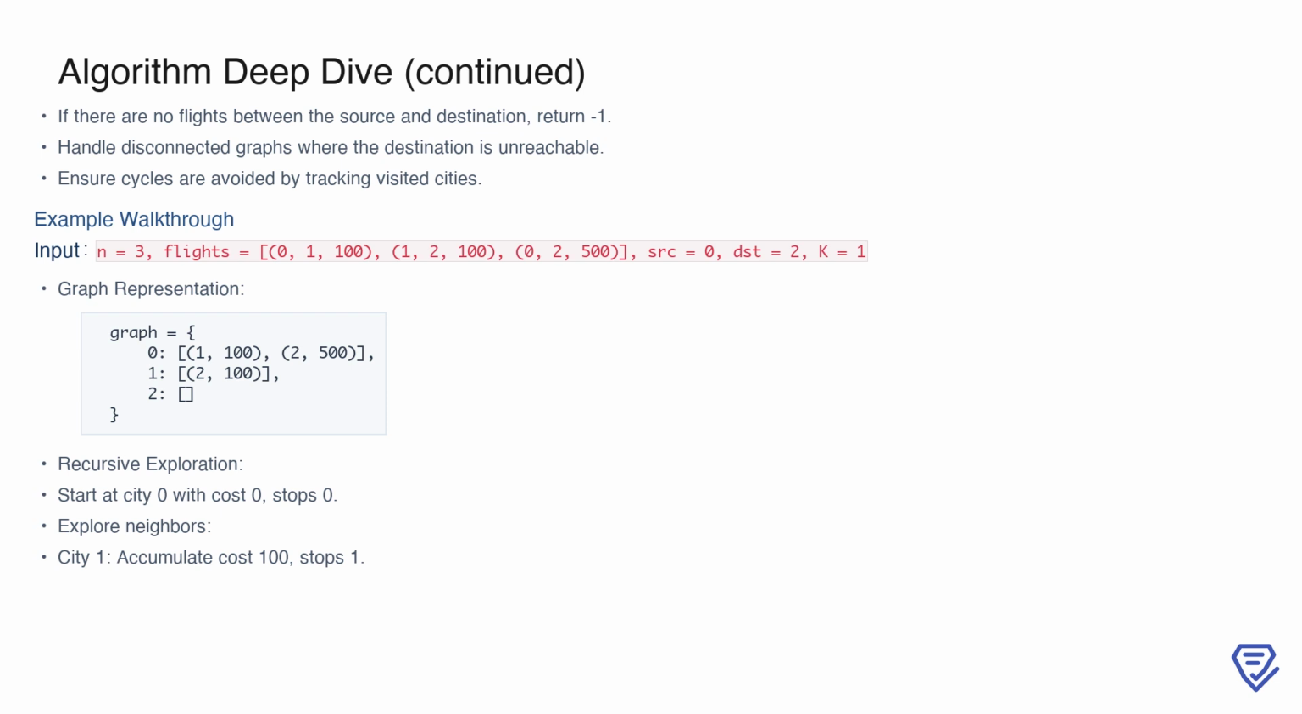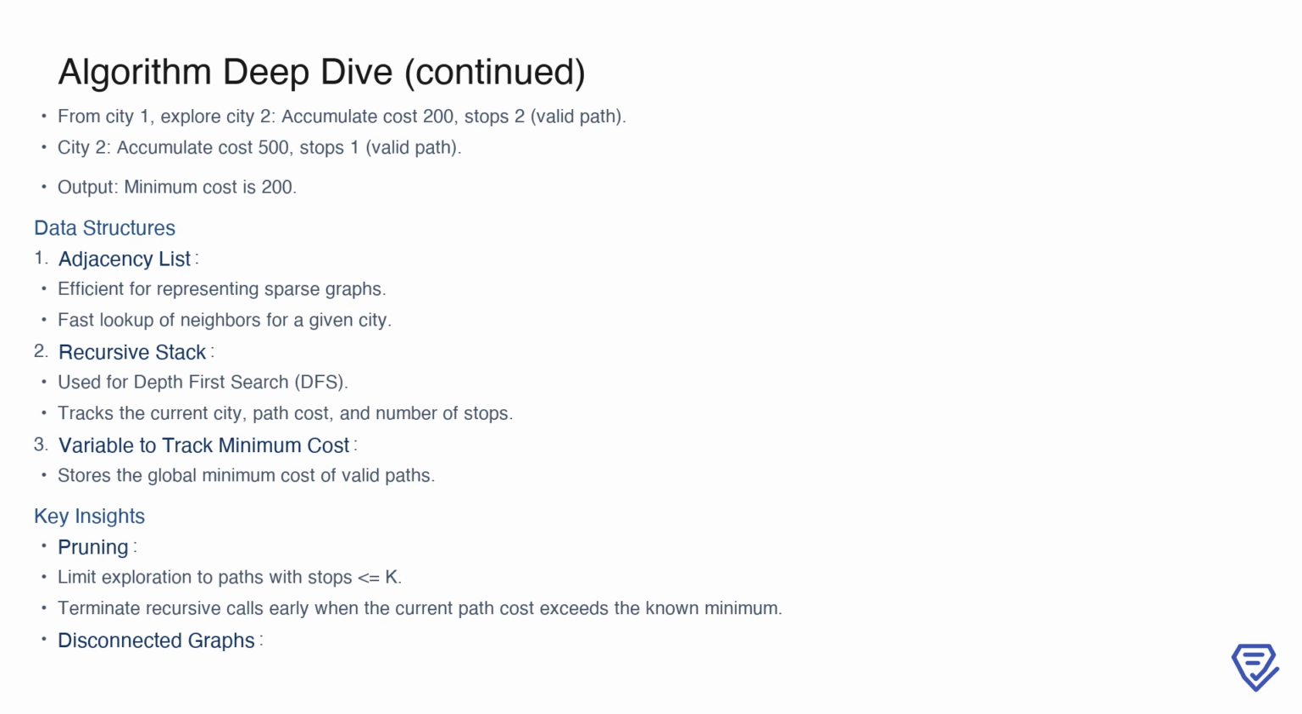First, we move to City 1, accumulating a cost of 100 and incrementing the stops to 1. From City 1, we continue exploring and reach City 2, accumulating a total cost of 200 with 2 stops. This forms a valid path since the number of stops does not exceed k. Alternatively, from City 0, we could directly explore City 2, accumulating a cost of 500 with just 1 stop. Comparing these two paths, we find that the minimum cost is 200.